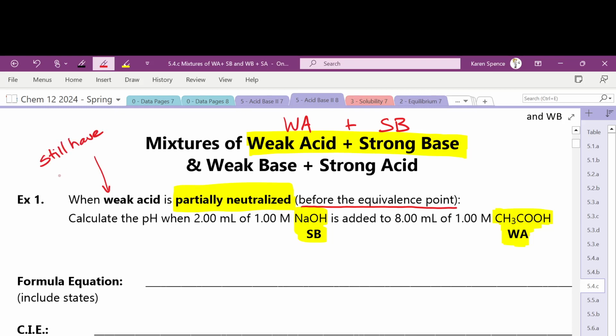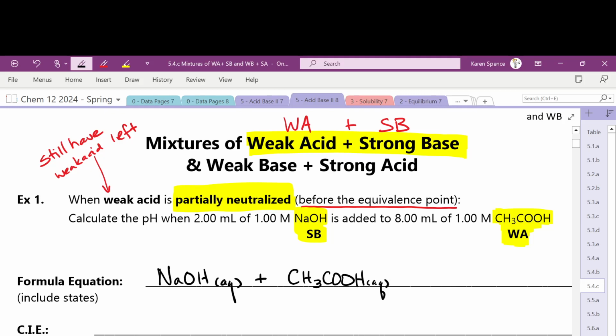So if it's partially neutralized, it means we still have weak acid left, okay? Because we haven't used it all up yet. There's still some weak acid there. Could you please write the equation for the reaction of sodium hydroxide plus acetic acid?